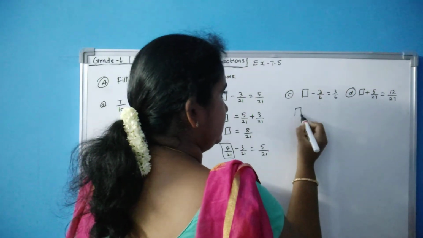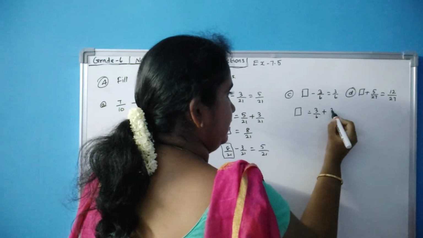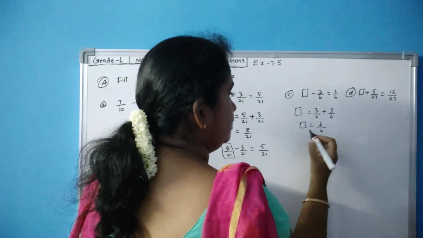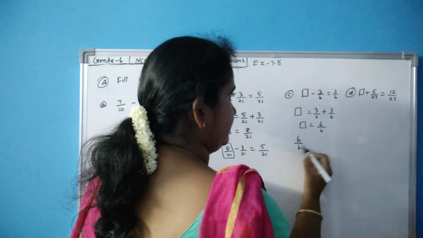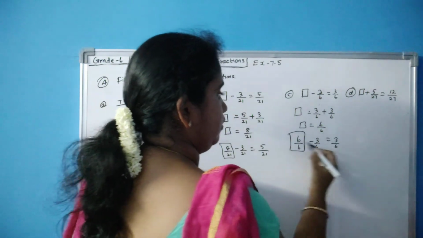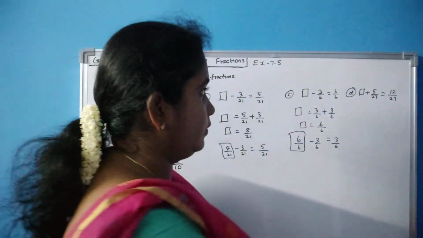Here keep the box this side and take this minus that side. It will become plus 3 by 6. If you add, you get 6 by 6. So if you put in the box 6 by 6, then 6 by 6 minus 3 by 6 gives you 3 by 6. You cross verify, 6 minus 3 is 3, so your answer is correct. Now we'll move on to the next sum.